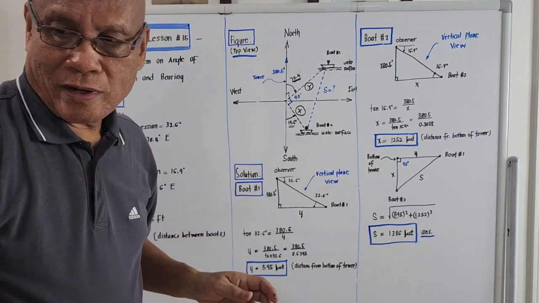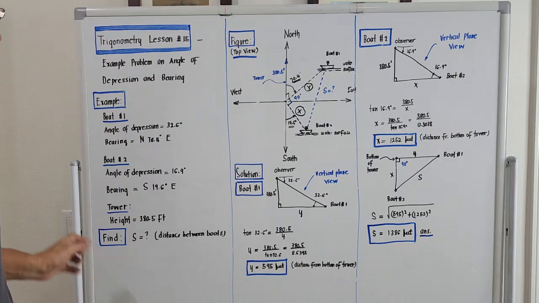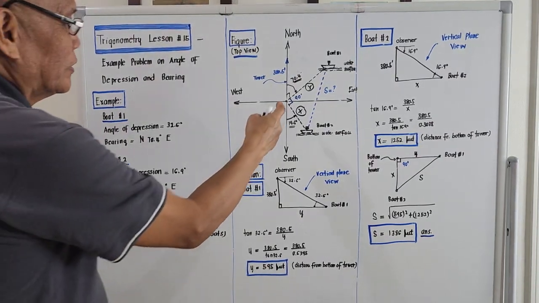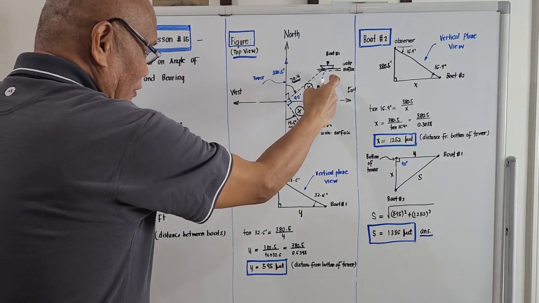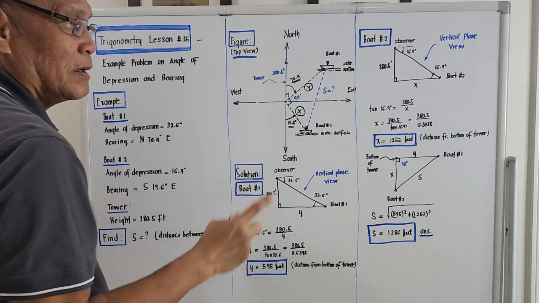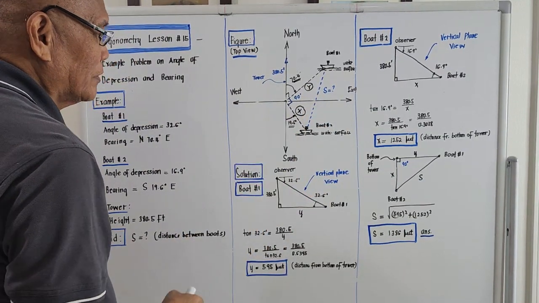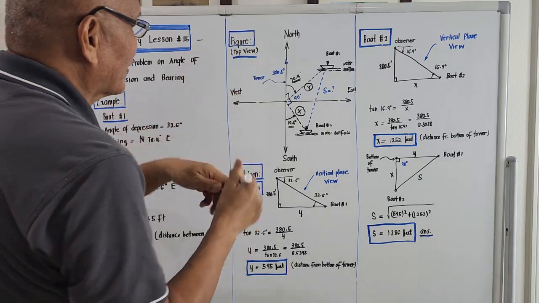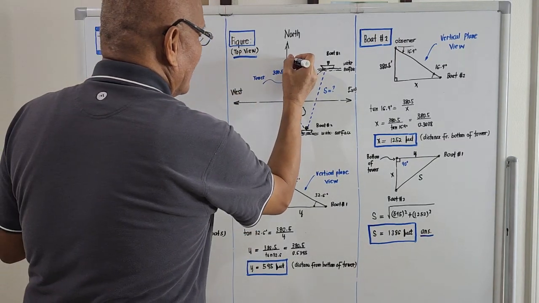Okay, let's try to bring up the solution. We'll bring out the right triangle of boat number 1, considering the angle of depression, as seen from this observer here. This is the observer.